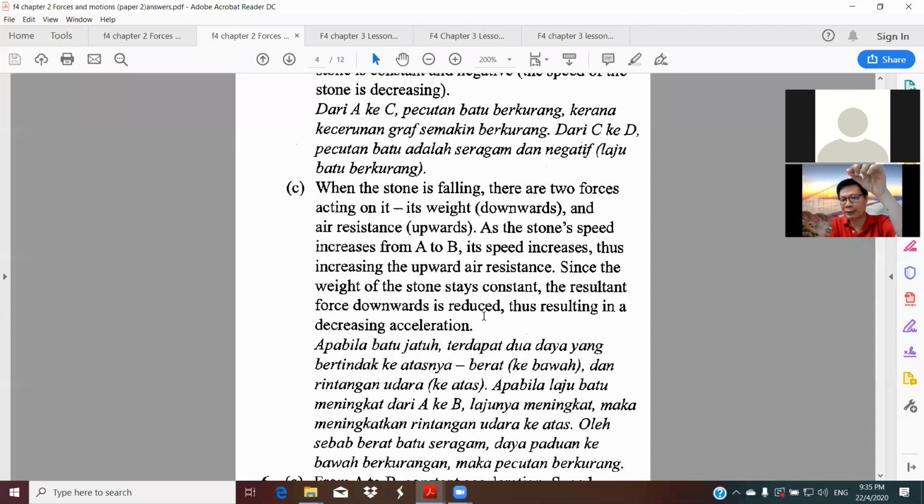When you go down faster already, bigger resistance already. So weight minus bigger air resistance, you get a smaller answer. That's why you say resultant force reduces. That's why deceleration happens, not decreasing acceleration. Okay. All right. Next question.